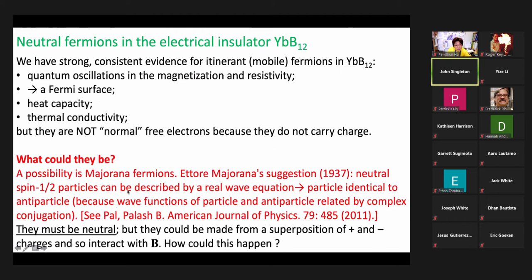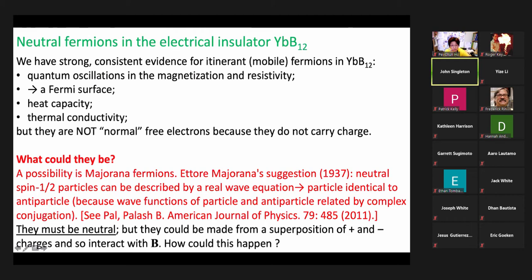As I say, this is quite a subject in particle physics at the moment, because there are arguments about whether neutrinos are Dirac or Majorana fermions. So the thing is, these must be neutral, but there might be a possibility of making them from some sort of superposition of positive and negative charges. And so they could perhaps interact with a magnetic field. So how could this happen?